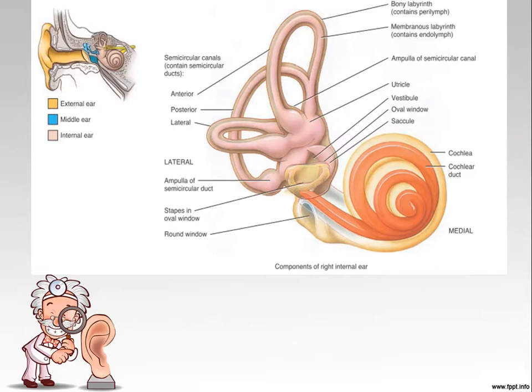Components of the internal ear. They contain the bony labyrinth, membranous labyrinth, ampulla of the semicircular canal, cochlea, cochlear duct, oval window, saccule, vestibule.